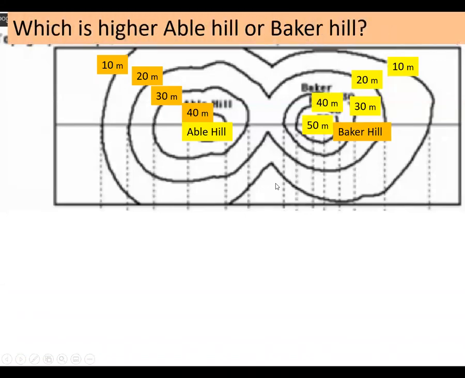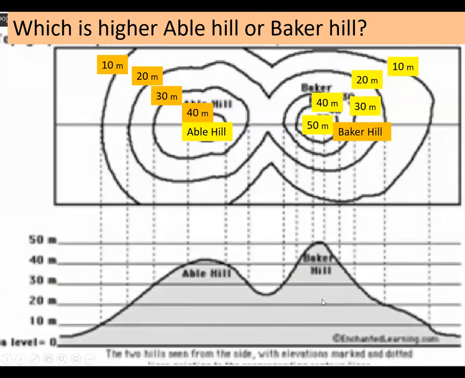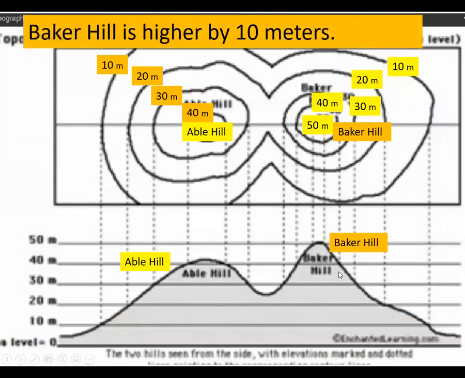So which is higher, Able Hill or Baker Hill? And you can see it here. So this is Baker Hill. It's 50 meters, while Able Hill is only 40 meters. Baker Hill is higher by 10 meters compared to Able Hill.